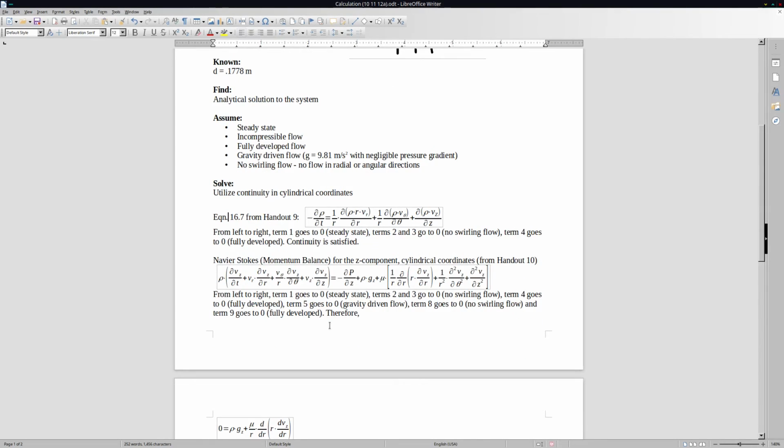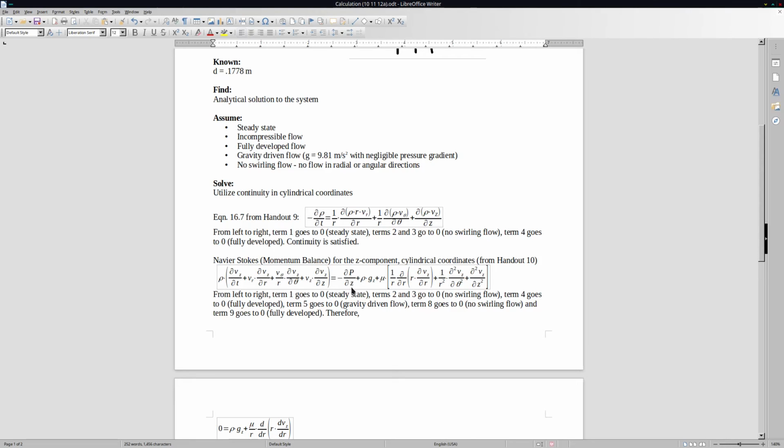Moving on, we're going to do a momentum balance using Navier-Stokes for the z component using cylindrical coordinates. So again, this equation is from one of our handouts on the equations of motion. And we're going to do a similar thing where we eliminate terms based on the assumptions. This first term is going to go to 0. It's steady state. Nothing varies with time. Second term and third term are going to go to 0 because there is no radial or angular velocity, because there's no swirling flow. And then this final term is going to 0 because it's fully developed. So there's no velocity variance with the z direction.